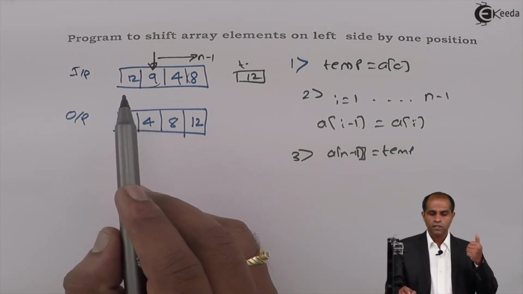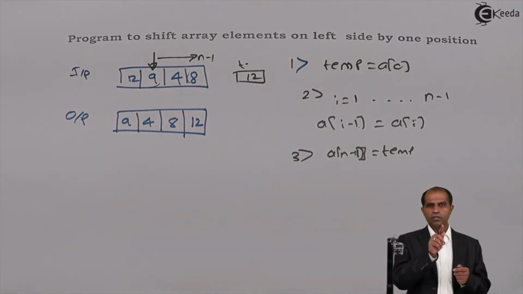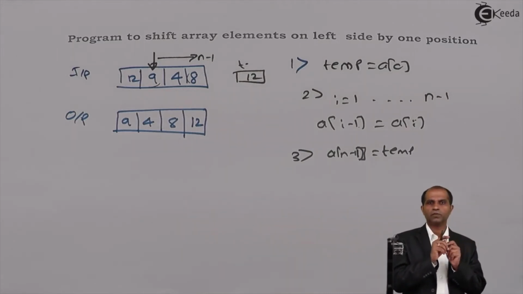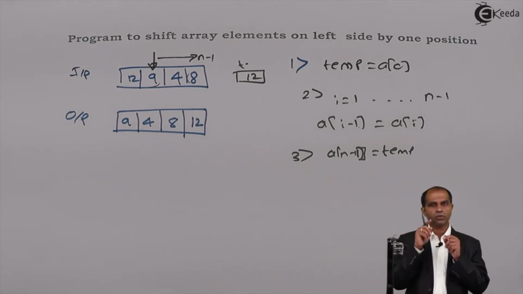One, copy the first element onto temp. Two, start with the index next to that towards the end, and shift all the elements towards left hand side by one position, that is a of i should be transferred to a of i minus 1. A of 1 should go to 0, 2 should go to 1, 3 should go to 2, 4 should go to 3 and so on, n minus 1 should go to n minus 2. So in general, a of i should go to a of i minus 1.